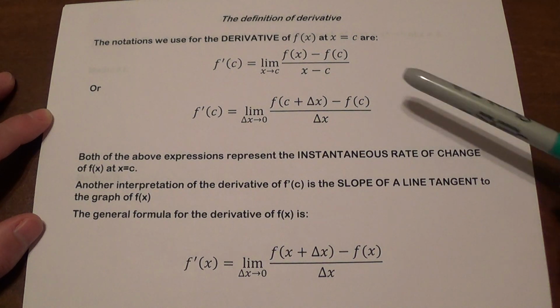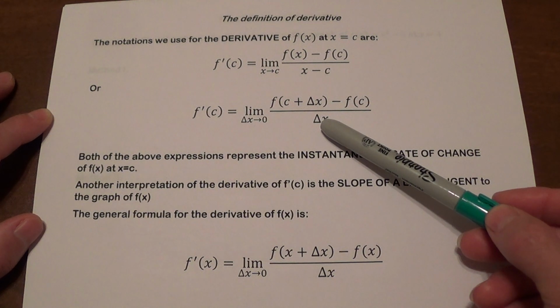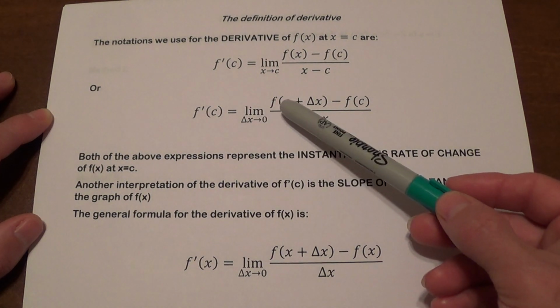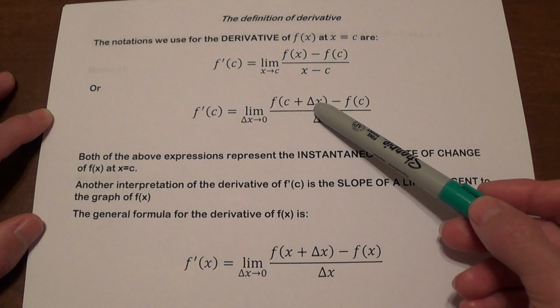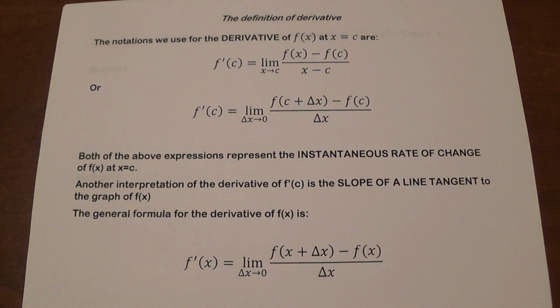This notation here is another way to write the same thing, because delta x represents the change in the x, which is going to approach 0, and the expression f of c plus delta x minus f of c will also approach 0 as delta x approaches 0. So these two expressions represent the same thing, the derivative. They also represent the instantaneous rate of change at x equals c. The geometric interpretation of the derivative is the slope of the tangent line to the graph.